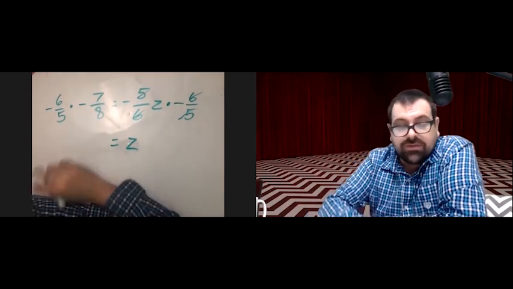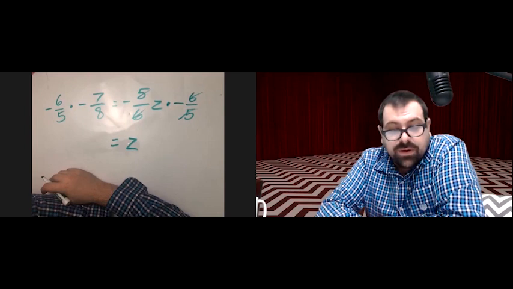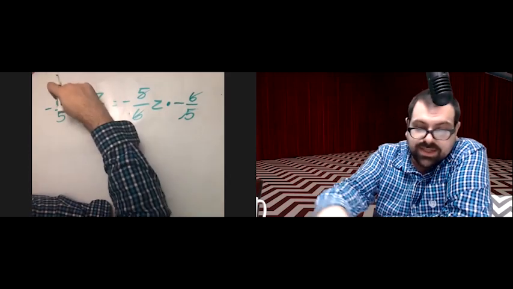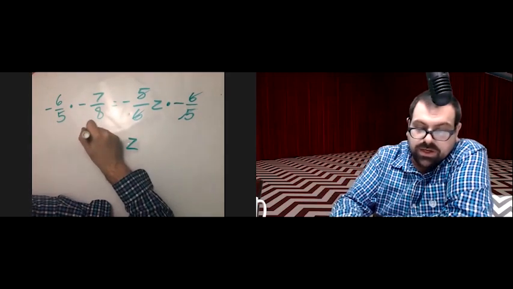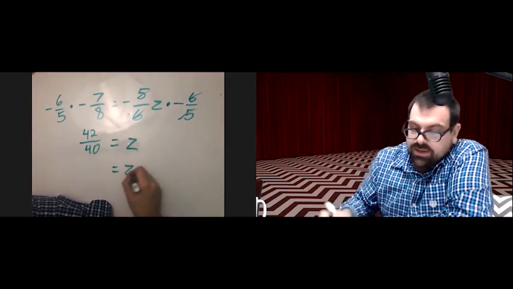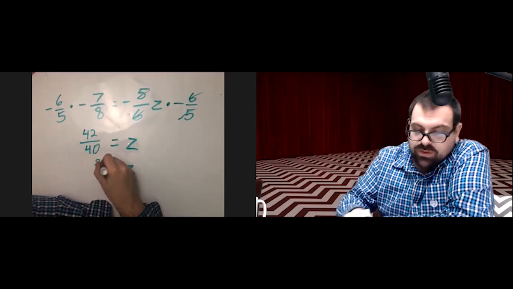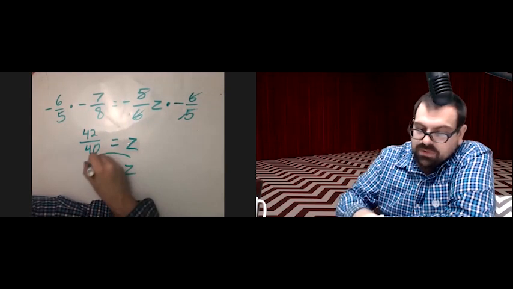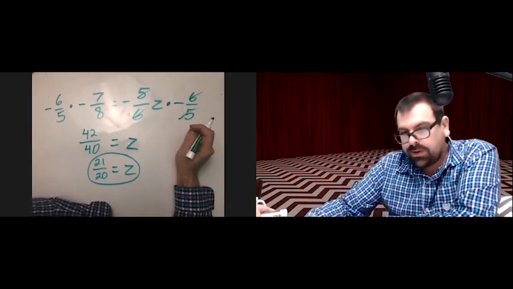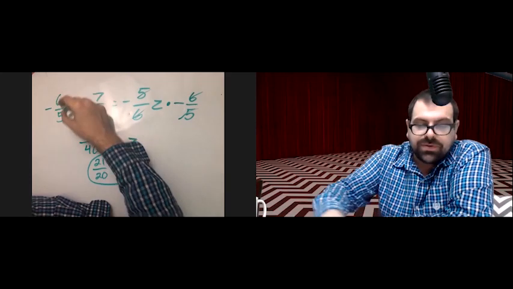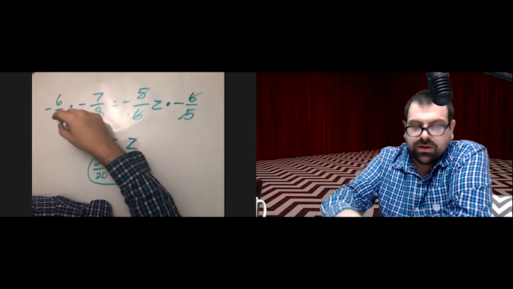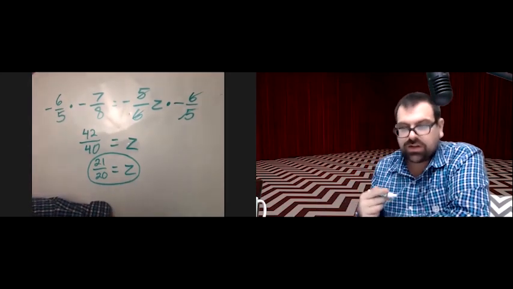On the right, negative times negative is positive. I'll show canceling next. The quickest way is to do 6 times 7 is 42. 5 times 8 is 40. And then reduce that. That's 21 over 20. I can divide top and bottom by 2. I could have also reduced 6/8 to 3/4. 3 times 7 is 21. 5 times 4 is 20. Could have gone straight there.